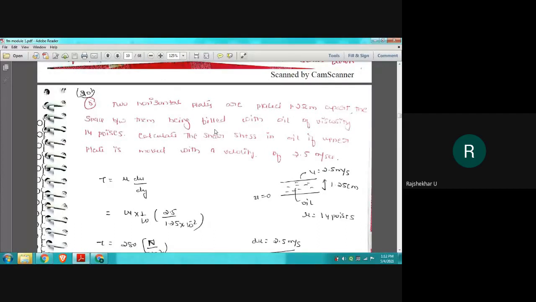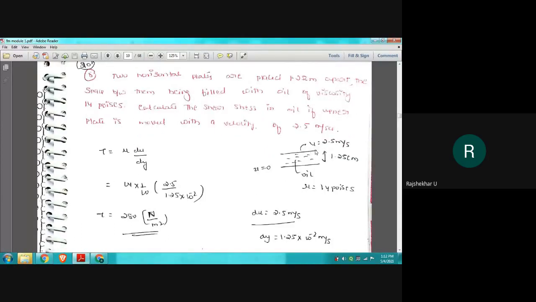Okay. So here you can imagine that there are two plates. This is the upper plate. This is the bottom plate. The bottom plate is not moving. Only the upper plate is moving. So the relative velocity will be the same as the velocity with which the upper plate is moving. Okay. So the upper plate velocity is given. This is 2.5 meter per second.